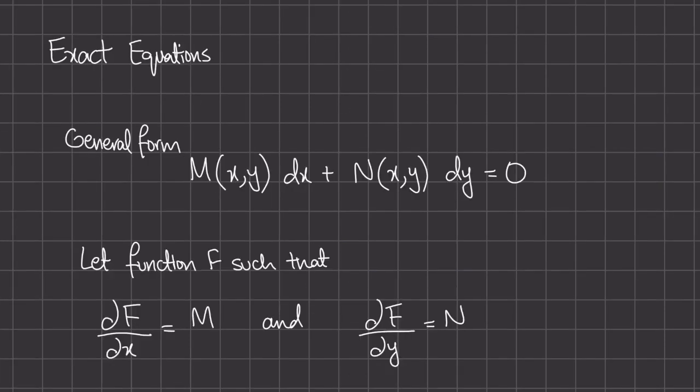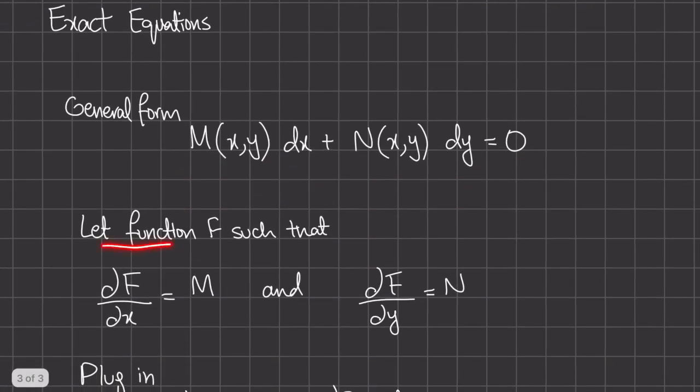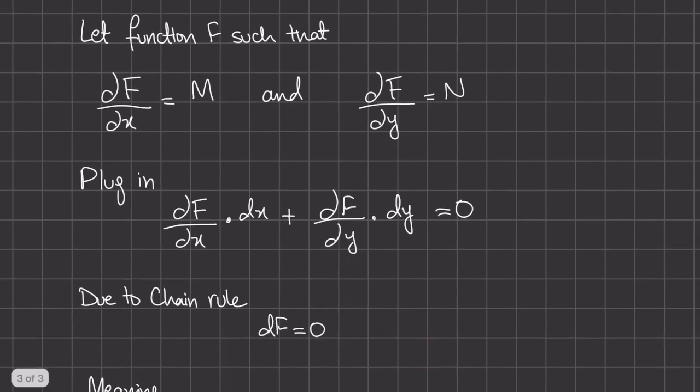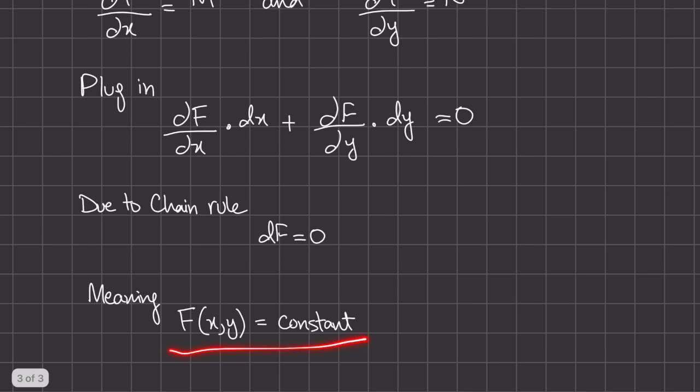An exact equation is one given by the form M of x, y times dx plus N of x, y times dy equals 0. And we have a function f such that the partial derivative of f with respect to x is M and with respect to y is N. Then the equation is said to be exact. And if we plug these into the top equation, this is just chain rule that tells us that df is 0, meaning f is just a constant.